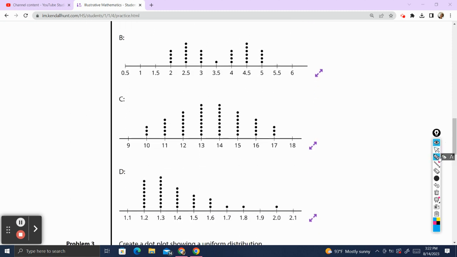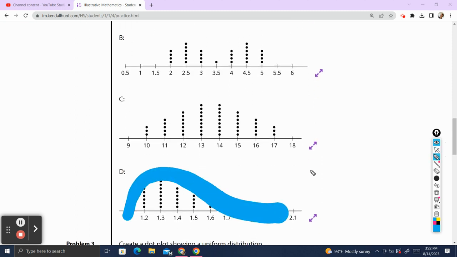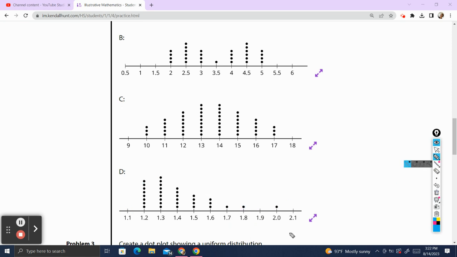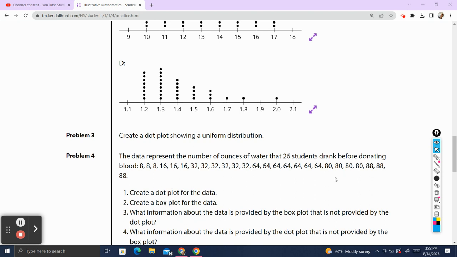Over here, let's go ahead. And in this case, I see that I've got this tail that comes out. The tail is on the right side, so this one is going to be my skewed one. And because the tail is on the right, it's actually a right skewed distribution. All right. Let's go on to the next question.